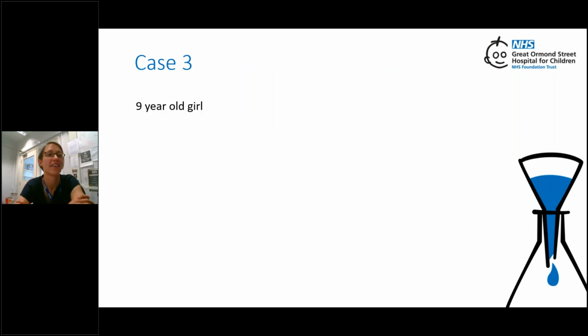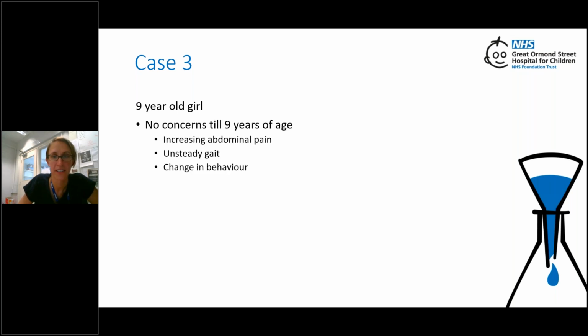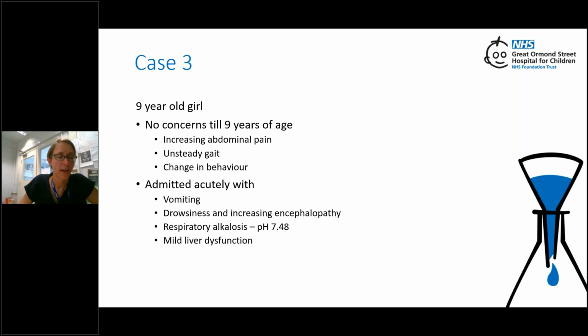And I just want to give you another case history. So this was a 9-year-old girl who was completely fit and well until she was 9 years old, so no concerns until then. And at 9 years of age, she presented with increasing abdominal pain, with an unsteady gait, and changing behavior. So she became more emotional and was crying a lot. And then she was admitted acutely with vomiting, with drowsiness and increasing encephalopathy. And she had a respiratory alkalosis, so she had a pH of 7.48, and the CO2 was around 2.5. And she had mild liver dysfunction.